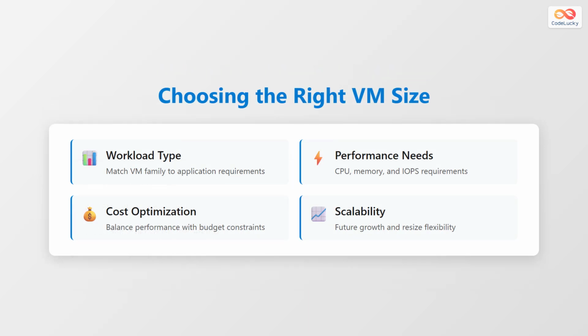When selecting a VM size, consider 4 key factors. First, identify your workload type and match it to the appropriate VM family. Second, assess your performance needs including CPU, memory, and input-output operations per second requirements. Third, optimize for cost by balancing performance with your budget constraints. Finally, consider scalability and ensure the VM family offers flexibility for future growth and the ability to resize as your needs change.